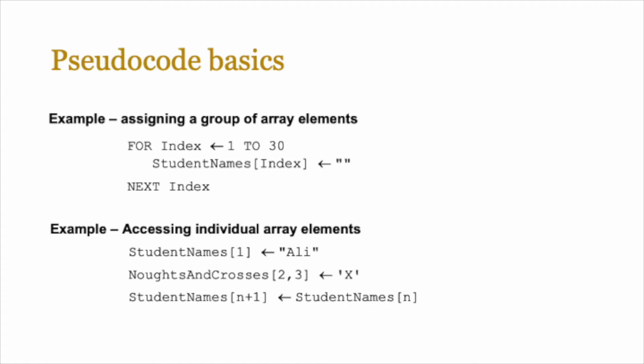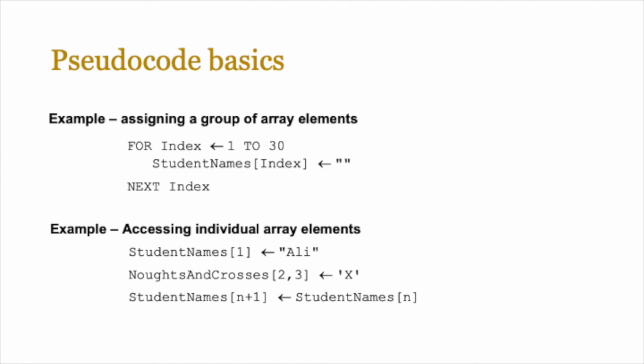And to do that, we normally use a for loop. So in this case, we'll say for index, assign the value 1 to 30, student names, bracket index. We just put an empty string in there. And then we just say next index. So it's going to keep looping in, and it'll go to student names 1, empty string, student names 2, empty string, 3, and all the way down to student names 30, empty string. And it just populates that whole array with just an empty string. And you need to do that to reserve space in memory. Otherwise, there is no space in memory for the computer to store anything.